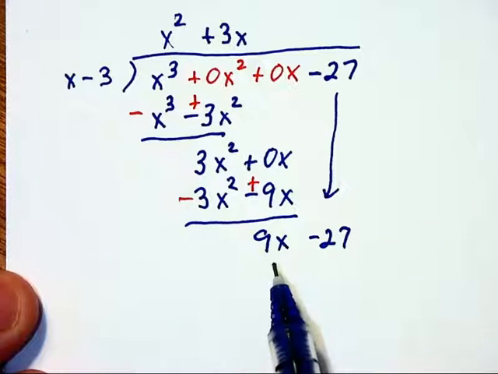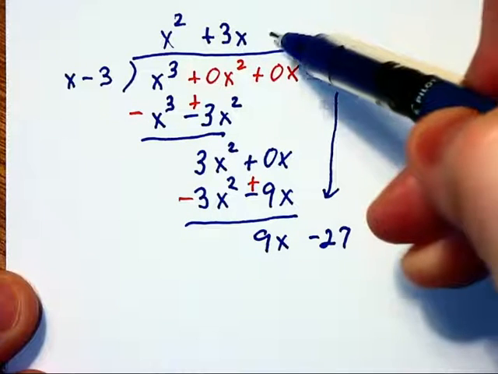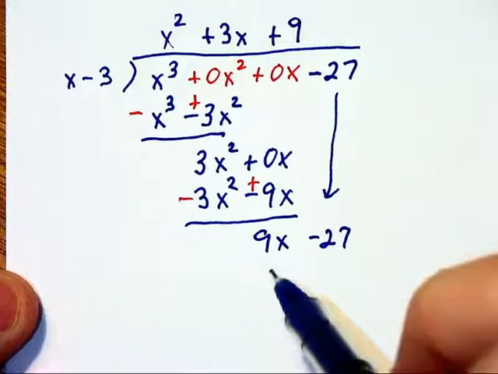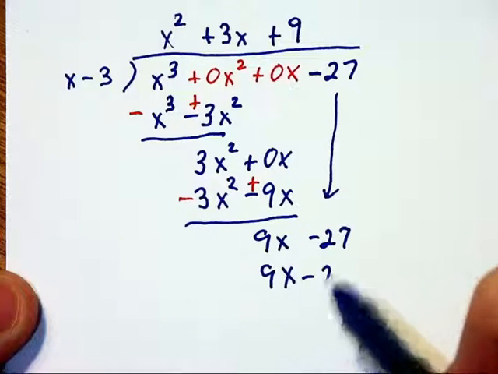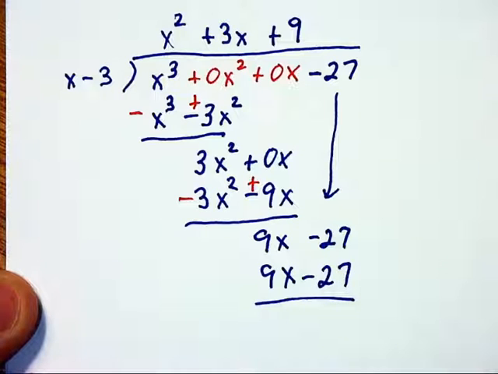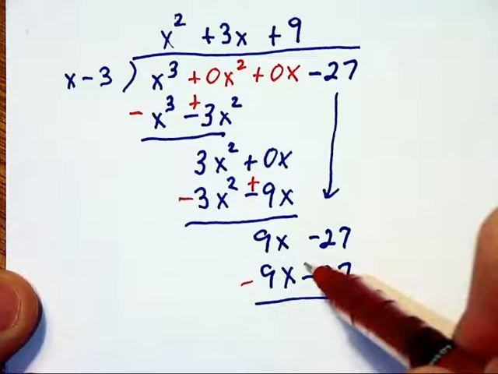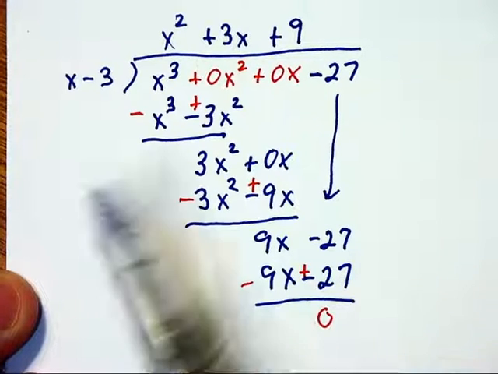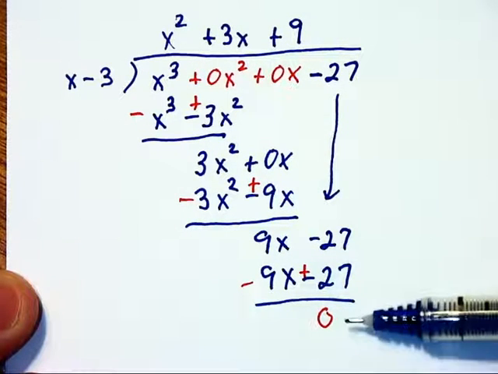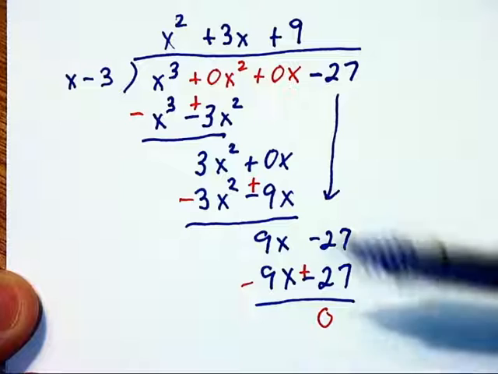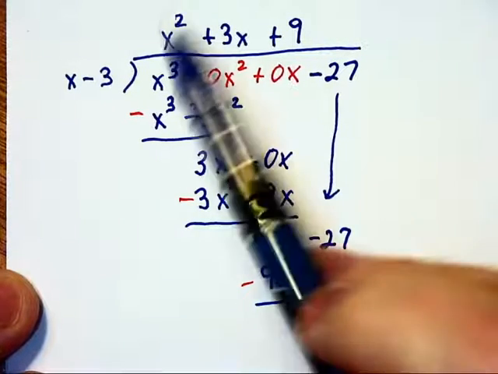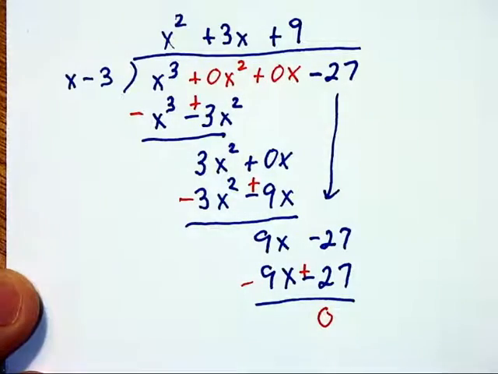X multiplied by what makes 9x? Answer, positive 9. 9 times each term on the side gives us 9x minus 27. And adding the opposites, we see that there is no remainder. And so we basically, when we have no remainder, have been able to factor this x cubed minus 27 into x squared plus 3x plus 9.